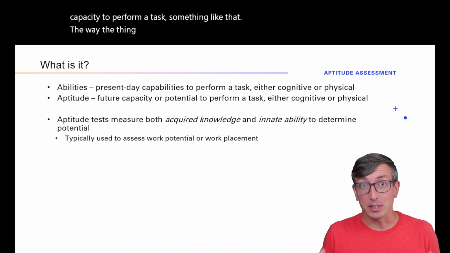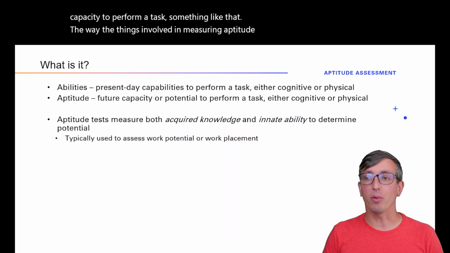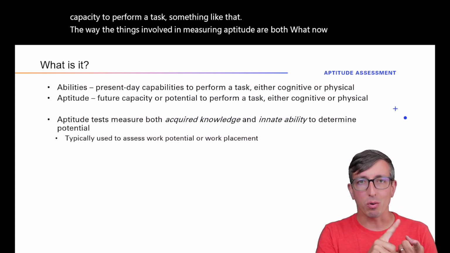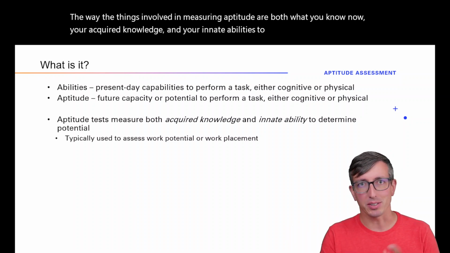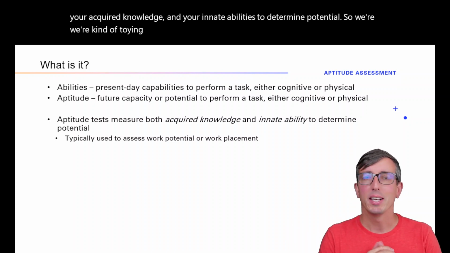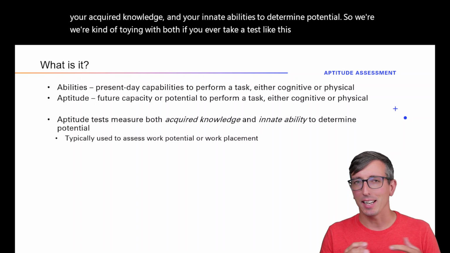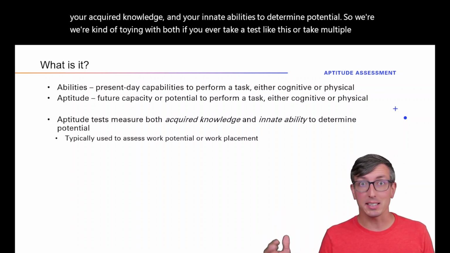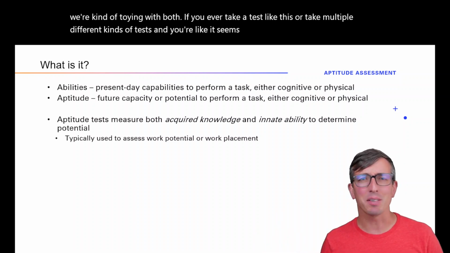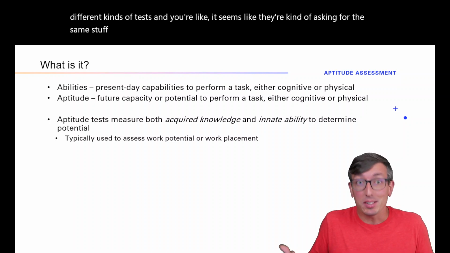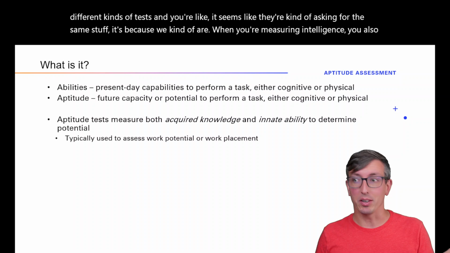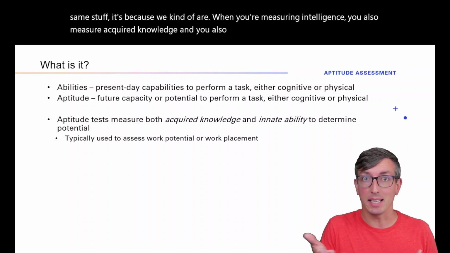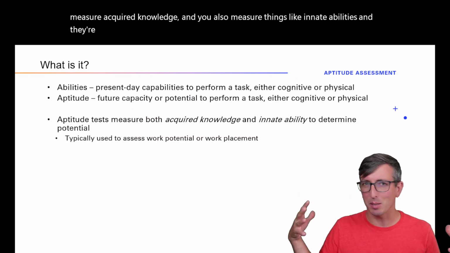The things involved in measuring aptitude are both what you know now, your acquired knowledge, and your innate abilities to determine potential. So we're kind of toying with both. If you ever take a test like this or take multiple different kinds of tests and it seems like they're kind of asking for the same stuff, it's because we kind of are. When you're measuring intelligence, you also measure acquired knowledge, and you also measure things like innate abilities, and they're kind of related in some senses.